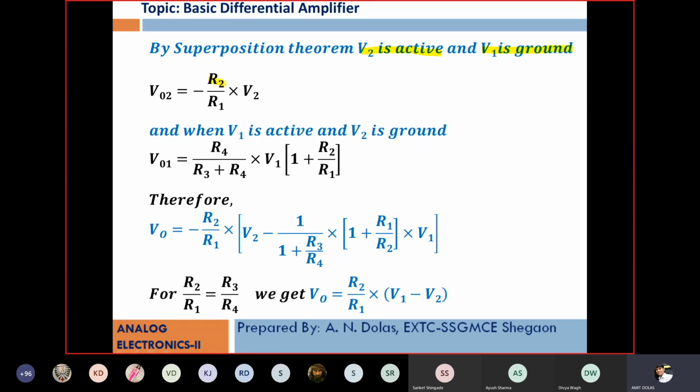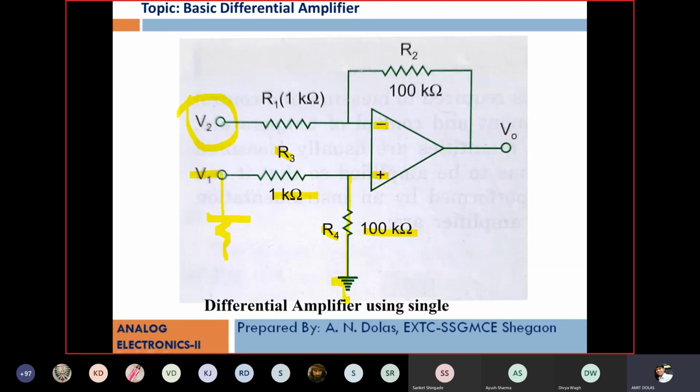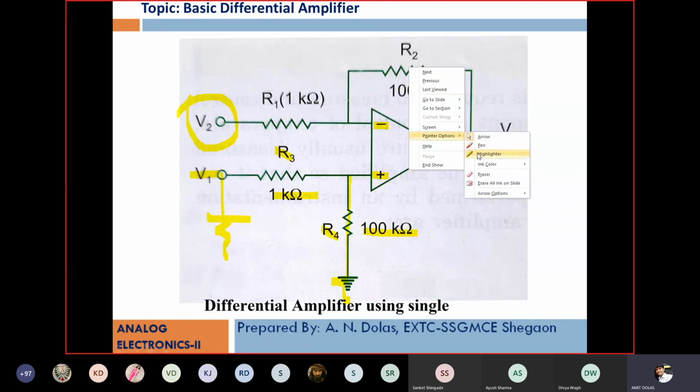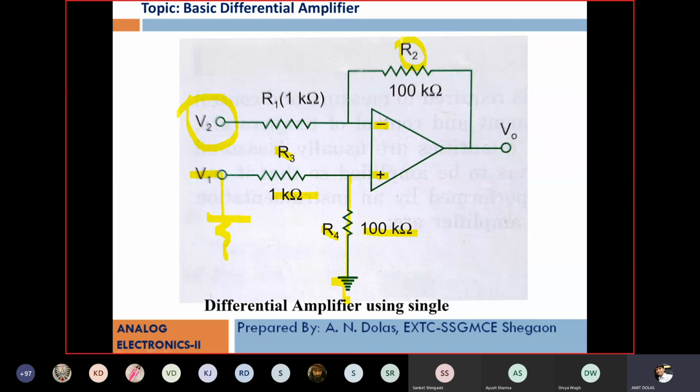For inverting mode, the gain is feedback resistance divided by input resistance, multiplied by the input voltage to give the output. So the output due to the second source only, VO2, is, in inverting mode, minus R2 by R1 into V2. You can see in the circuit here, R2 is in feedback, R1 is at the input. So the gain is minus R2 by R1 into V2, which is the output due to V2, that is VO2.